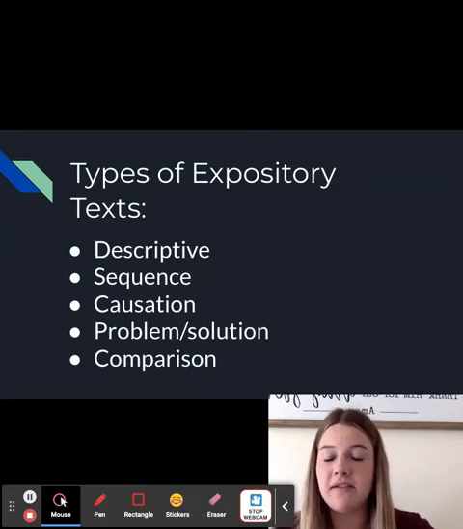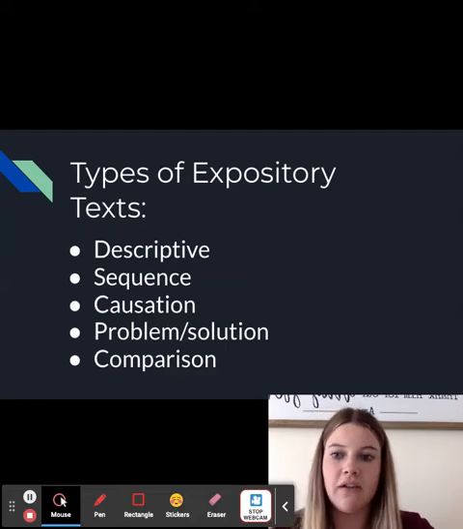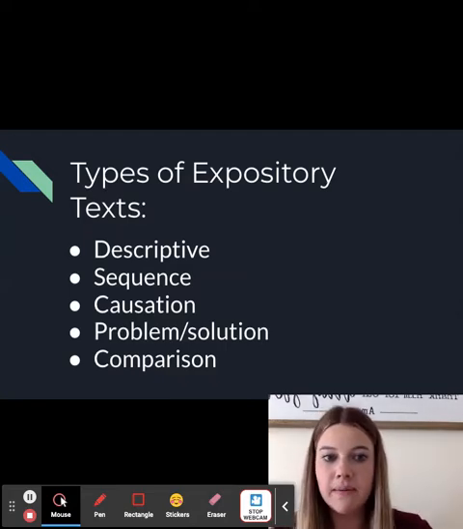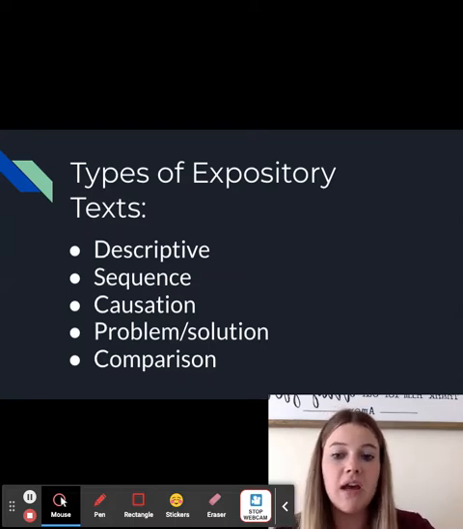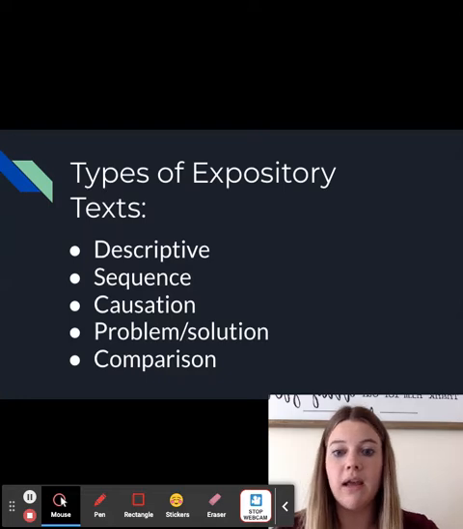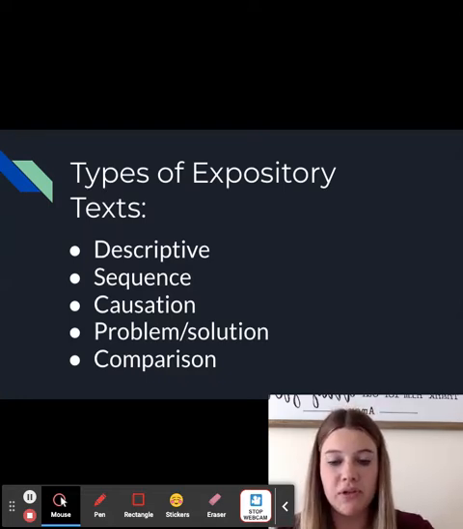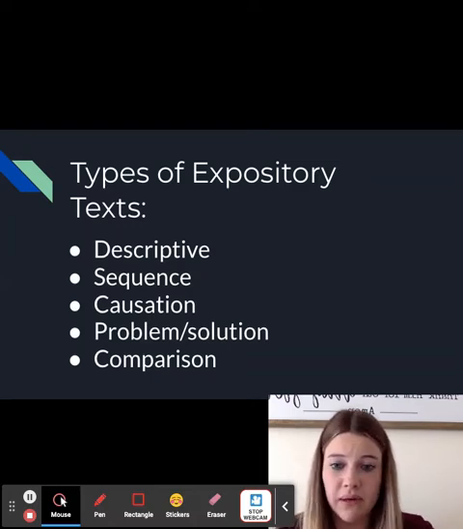Causation, that describes an event and the effects. So it might describe the Great Depression and then all the effects that the Great Depression had. Problem solution, the text gives information about a problem and then provides solutions. So if we're talking about global warming, it might say that global warming is a problem and then provide some different solutions to avoid global warming. And then comparison, that's just similarities and differences. So a comparison text might be comparing monkeys to gorillas.